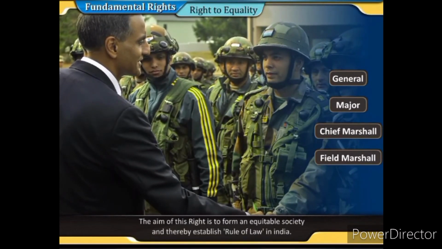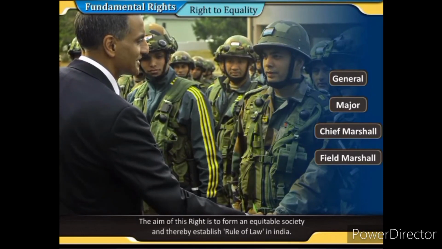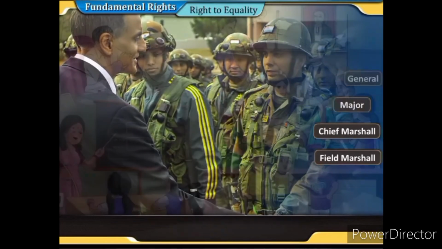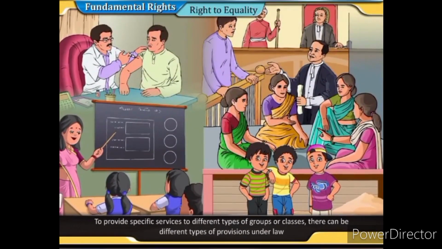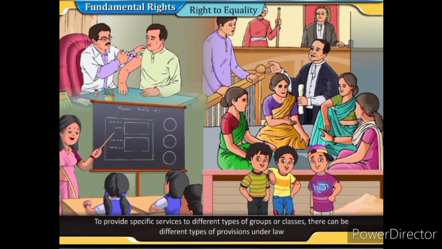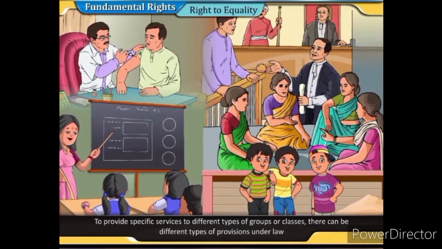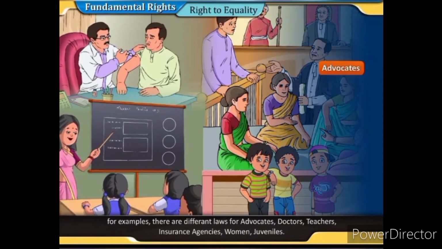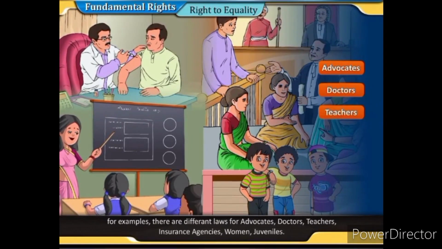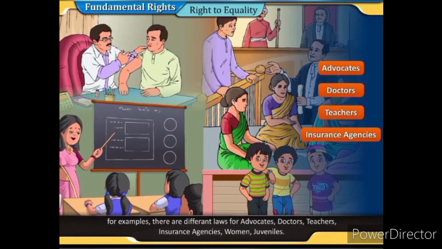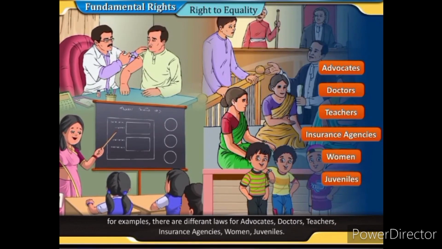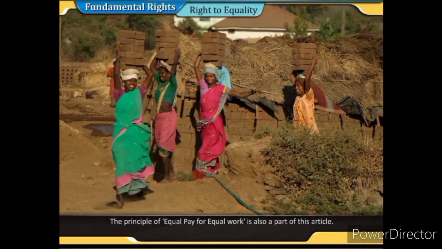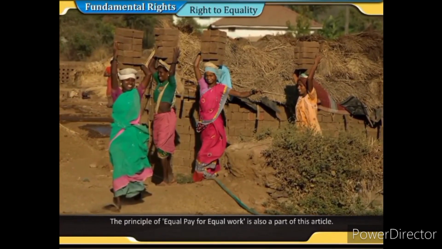The aim of this right is to form an equitable society and thereby establish the rule of law in India. To provide specific services to different types of groups or classes, there can be different types of provisions under law. For example, there are different laws for advocates, doctors, teachers, insurance agencies, women, juveniles. The principle of equal pay for equal work is also a part of this article.